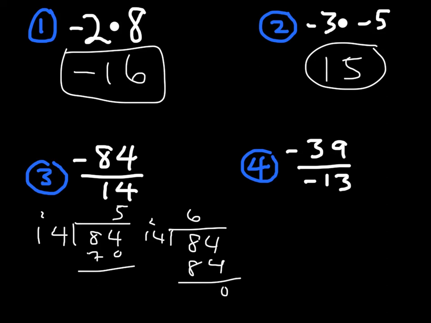So 6, but we have one negative and one positive. We have negative 84 divided by positive 14. So this has to be a negative 6. Okay, don't forget that negative.